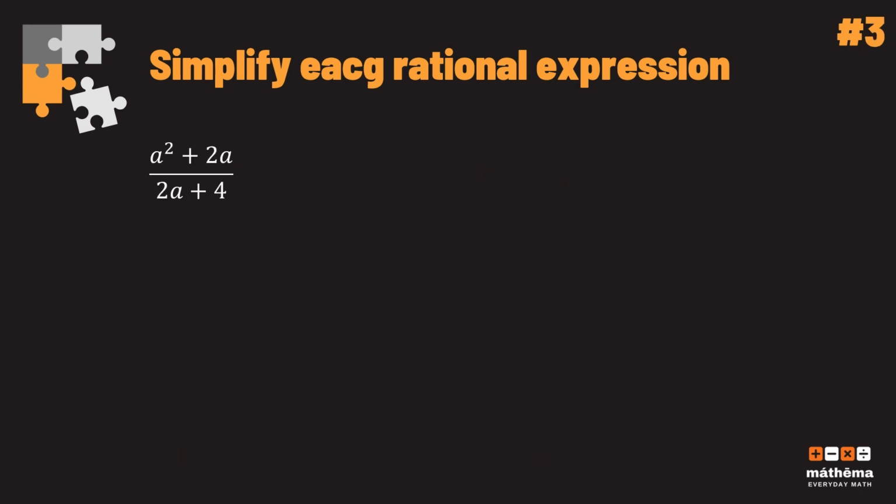Another example. Simplify a squared plus 2a over 2a plus 4. Now, if you notice, this is no longer a multiplication, it is addition. So basically, we cannot just cancel out things. We are going to find common factors from our numerator and denominator. Now, I want us to focus on the numerator. What is common between a squared and 2a?